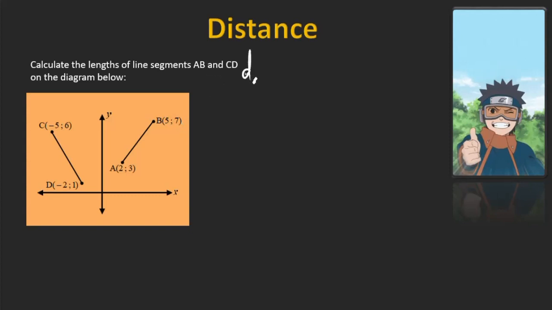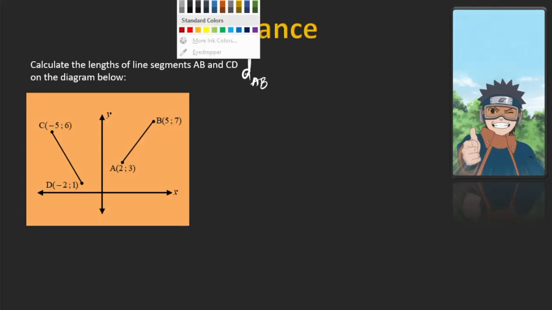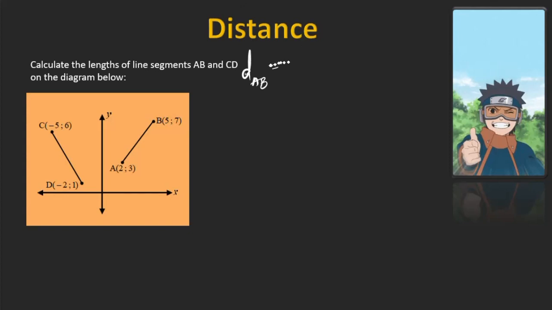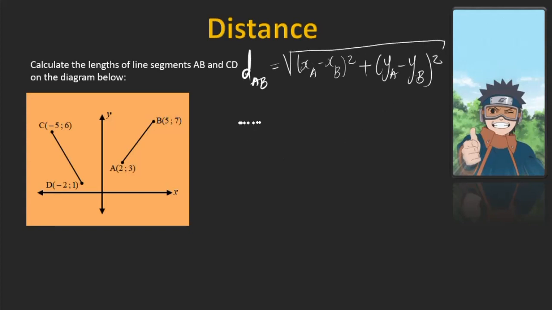The distance of AB is x at A minus x at B, we square that, plus y at A minus y at B, we also square that, and all this is under a square root. Then you write down your coordinates. According to this diagram, my coordinates for A are 2 and 3. My coordinates for B are 5 and 7.